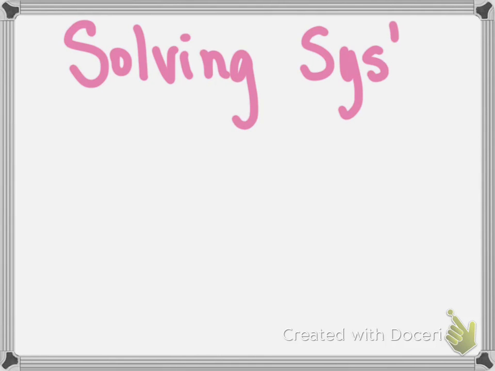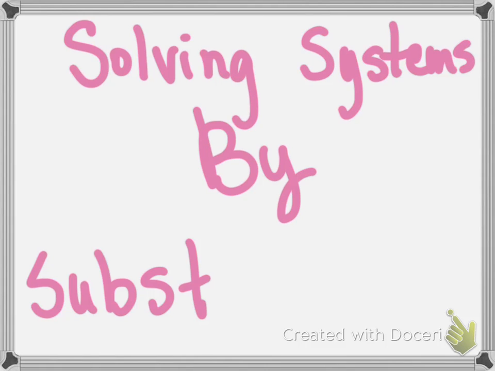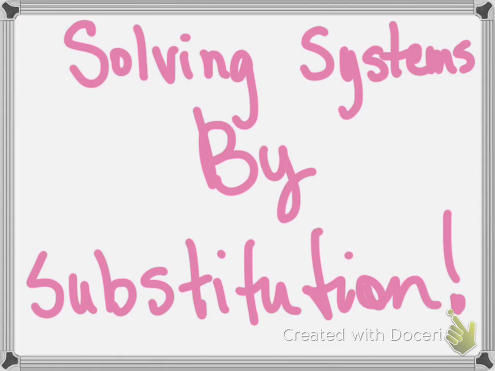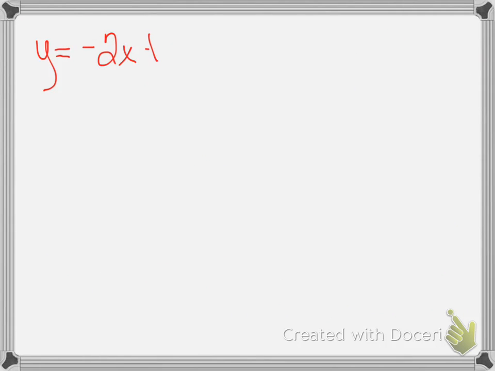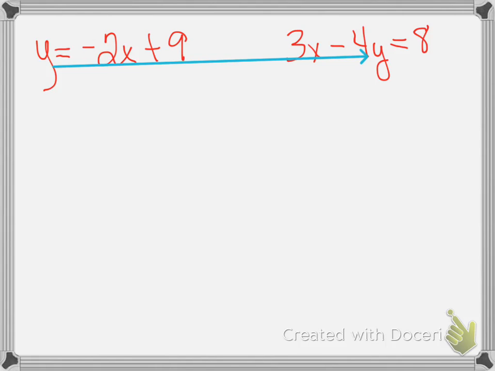So today we are going to solve systems by substitution. So let's say we have the equations y equals 2x plus 9 and 3x minus 4y equals 8. One is in y equals form, or slope-intercept form, and the other is in standard form. So what we're going to do is take the y equals equation and plug it in for the y in the standard form equation.